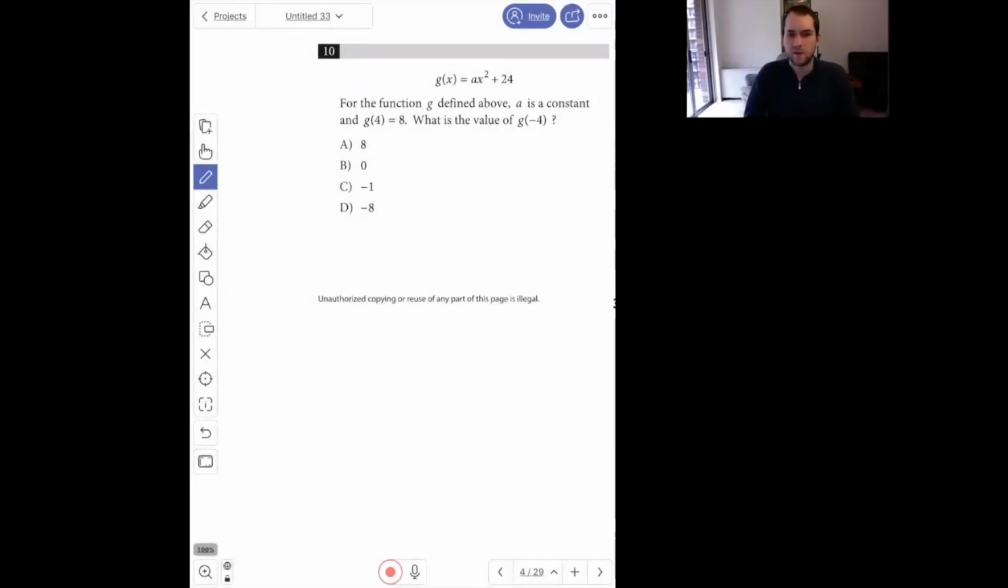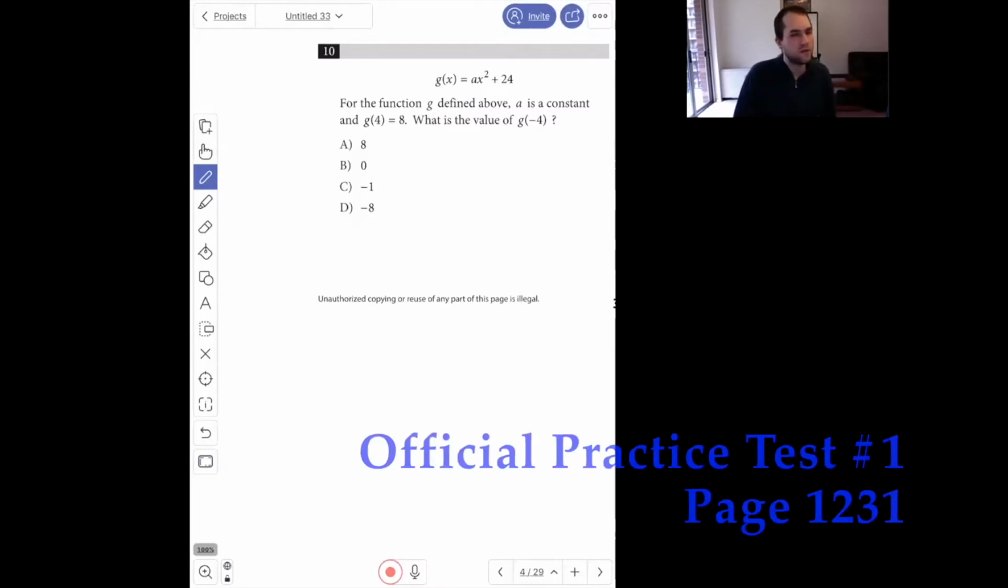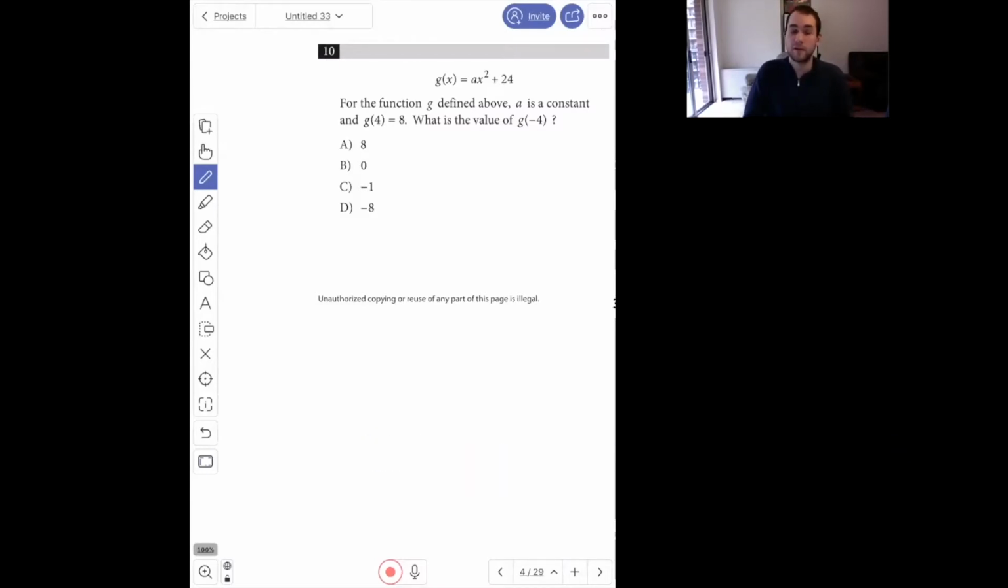In today's Capit Explains, we're looking at Section 3, question number 10 from our SAT Big Blue Book. You can find this on page number 1231 of your Big Blue Book. Let's read it together. It first gives us a function, g of x equals ax squared plus 24. For the function g, defined above, a is a constant and g of 4 equals 8. What is the value of g of negative 4?